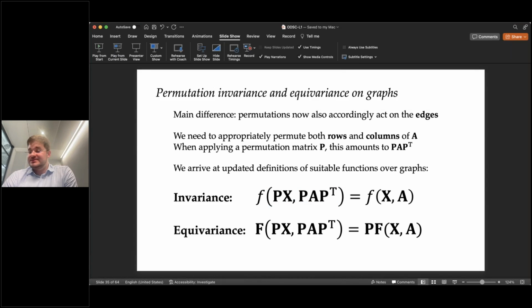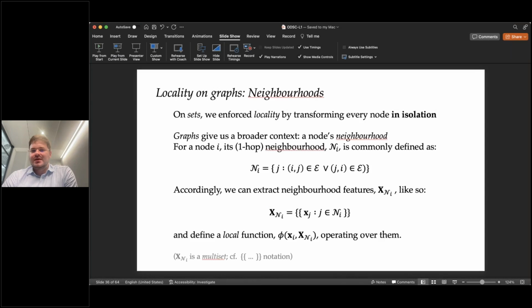So otherwise, it is exactly the same rule as before. Now, the one place where it becomes different is we mentioned invariance, equivariance, and locality. In sets, you could only enforce locality by processing every node separately. In graphs, you have a better notion of locality using the neighbors of each node. So we can define for each node a neighborhood, Ni, which is the collection of all the nodes adjacent to it in the graph. And we can also extract the set of all features in that neighborhood, this Xni.